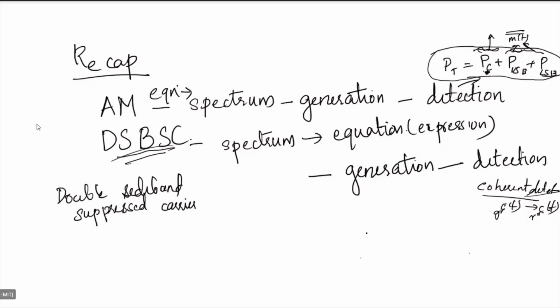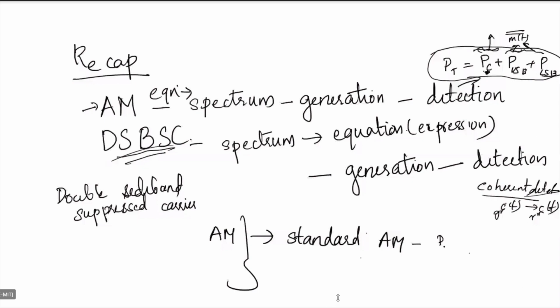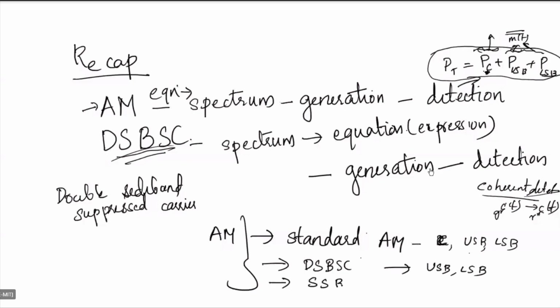Now I want to tell you one thing. There are different types of AM. One is standard AM, the normal three components: carrier, upper sideband, and lower sideband. These three form the standard AM. Double sideband suppressed carrier is also a form of AM where only the upper sideband and lower sideband are there. There is no carrier. And next is single sideband, or SSB.